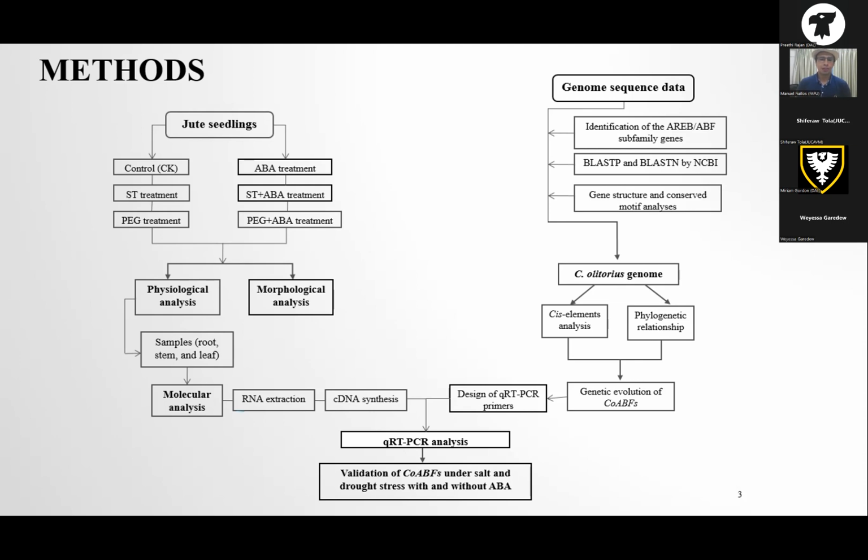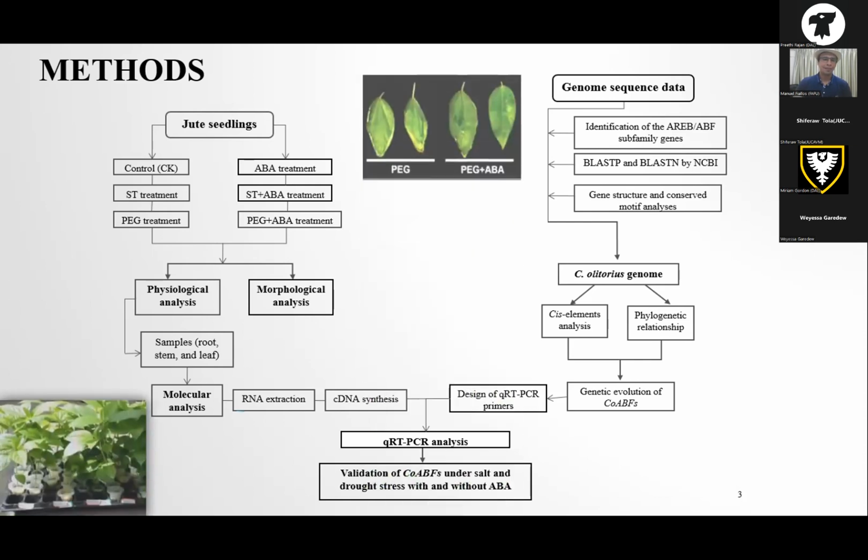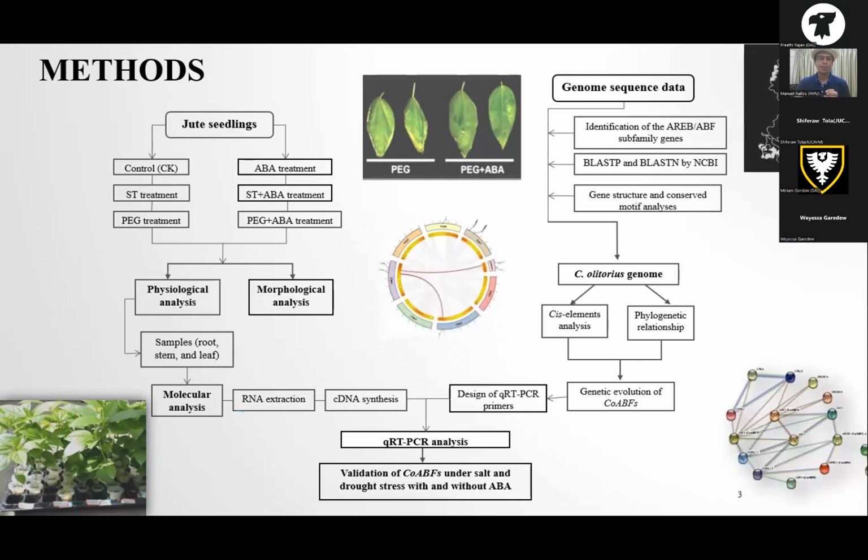After that, we designed some primers, and we combined them with the cDNA, and with the primers we did the qRT-PCR analysis of the candidate genes from the different samples we collected from the different treatments. With this, we know the expression pattern that this gene family has under salt and drought stress with and without ABA. After that, this is some of the samples from our results, and this is some of the analysis from the bioinformatic tools that we did.